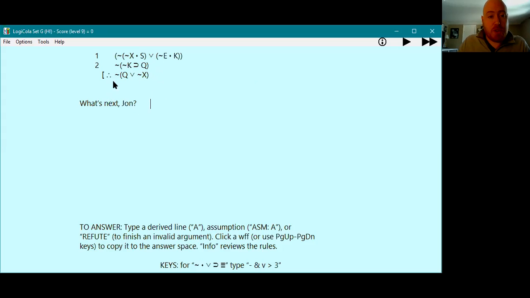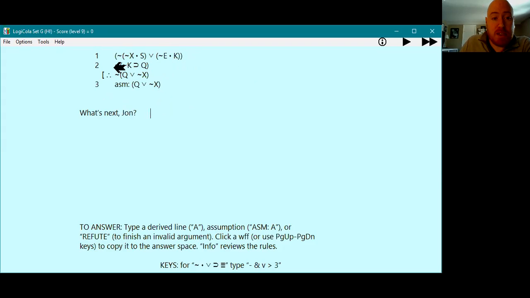Since our conclusion is negated, we're just going to assume the opposite. So we're just going to delete that tilde outside of the parentheses, and we're going to assume either Q or not X. Now, as far as lines that can be broken up, line 1 is a wedge, and I can't break this up until I know that one of these things is false. And I don't have that.